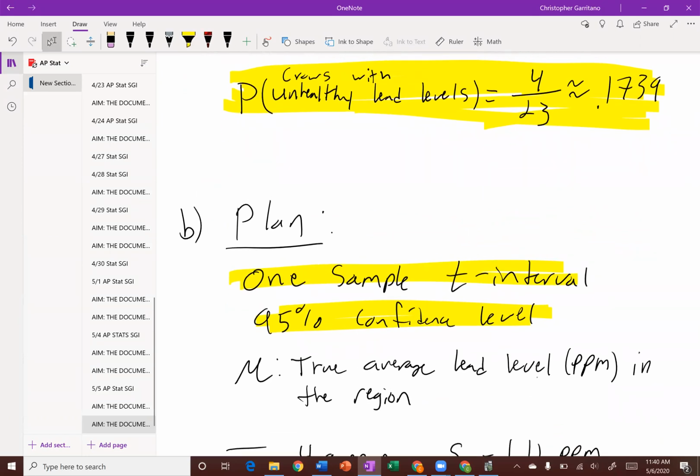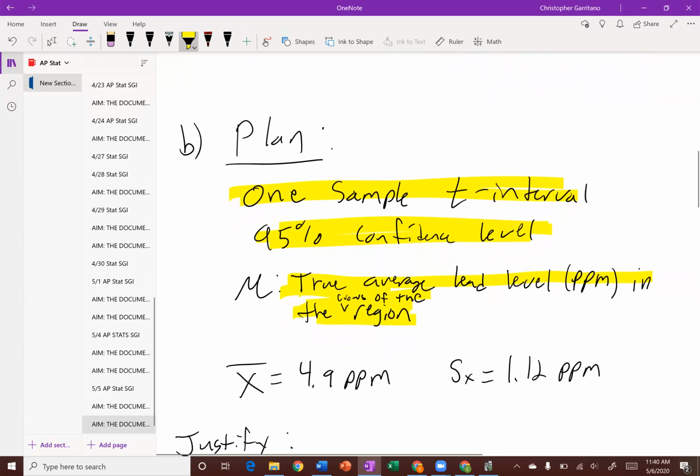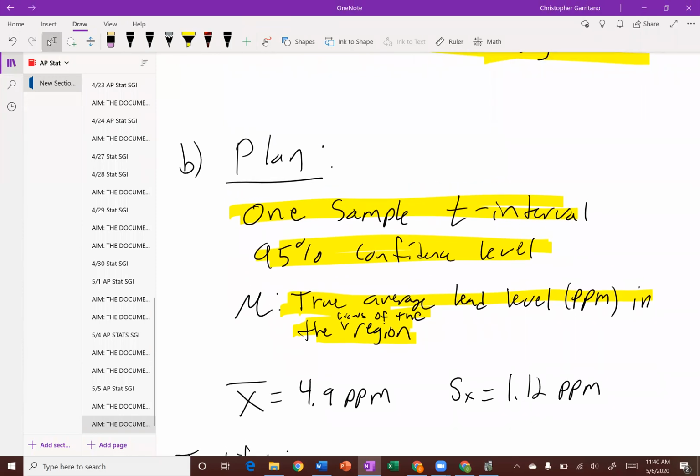I'm next going to define the parameter of interest. Out of this population, we're interested in estimating the true average lead level in the crows of the region. This is what mu represents. And then, in order to help approximate mu, we're going to take our sample mean and our sample standard deviation and use those values to build a confidence interval.